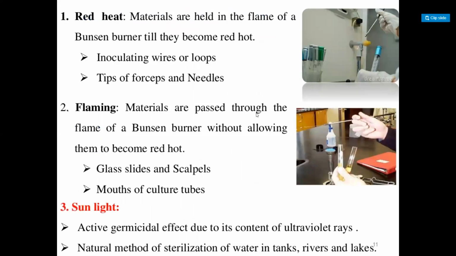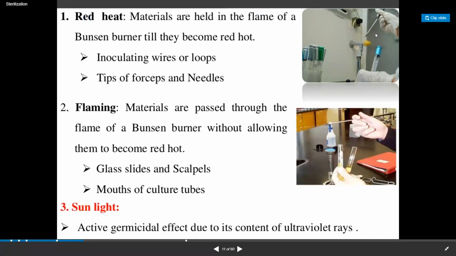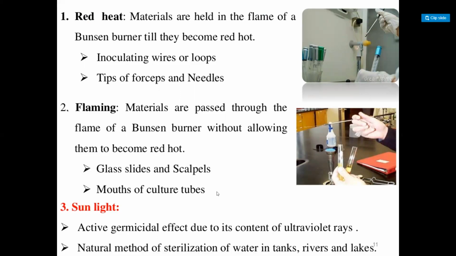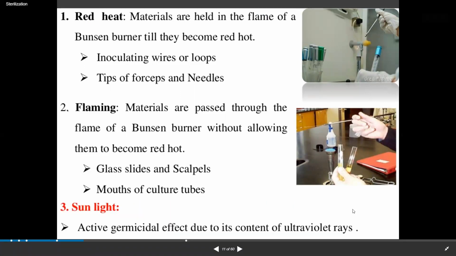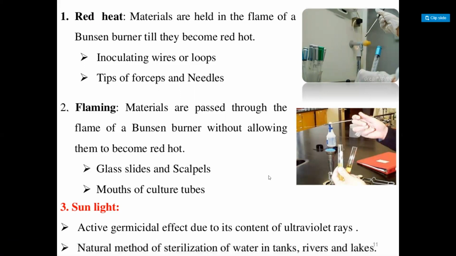Now, red heat, flaming. See in the picture, you can see that this is the inoculation probe. This is heated in the spirit lamp so that it turns red hot and the sterilization is done. So, flaming is also done. Flames are used to sterilize the glass slides, scalpels, all these are sterilized by flaming. Sunlight can also act as an important sterilizing agent because the ultraviolet rays are responsible for destroying many microbes. Naturally, in the last line of the slide, you can see that the rivers and tanks are getting sterilized by the ultraviolet rays.